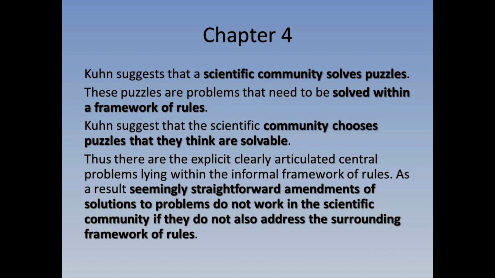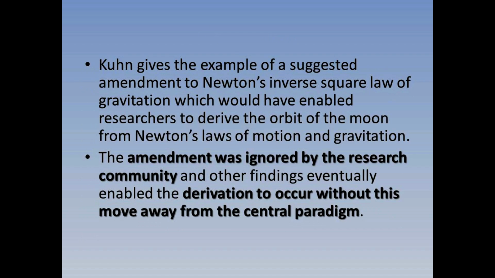In Chapter 4, Kuhn looks at puzzle solving. He says that scientific communities solve puzzles, that they do so within a framework of rules, that they choose puzzles that are solvable, and that solutions must satisfy the surrounding framework of rules as well as solving the problem. The central paradigm is important. Kuhn notes that an amendment to Newton's inverse square law of gravitation was only accepted when it supported the central paradigm.